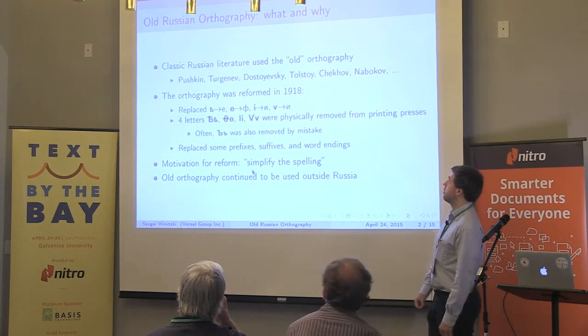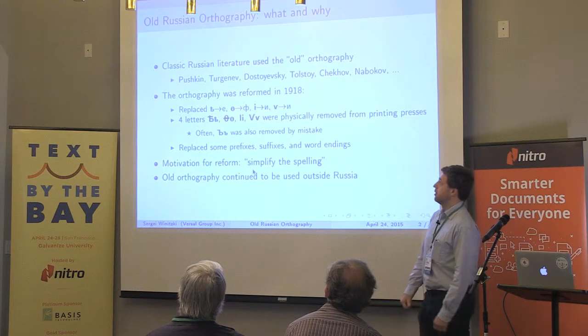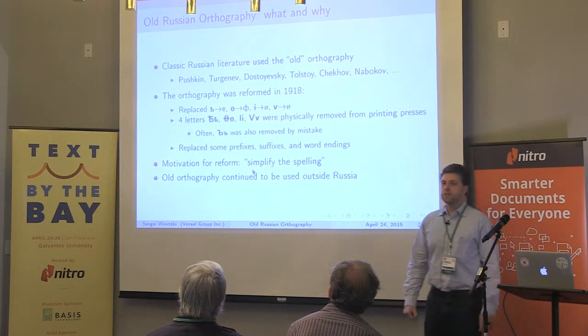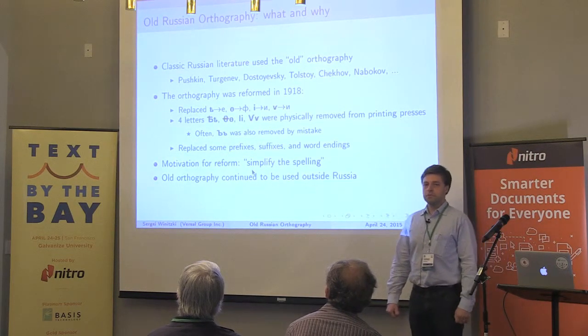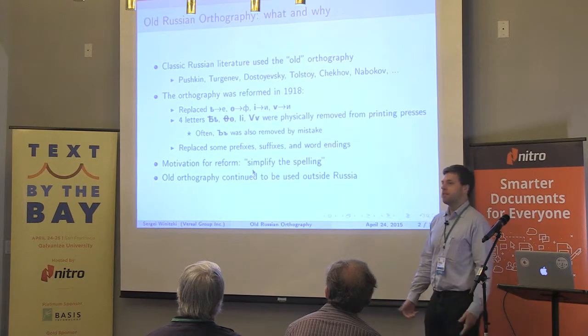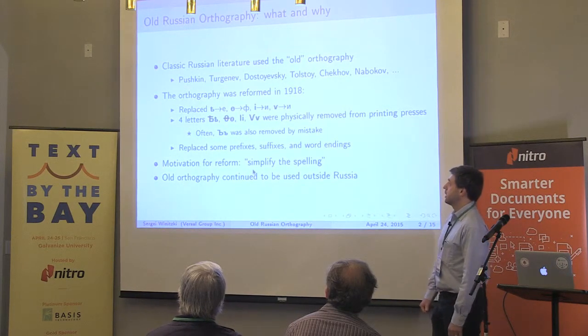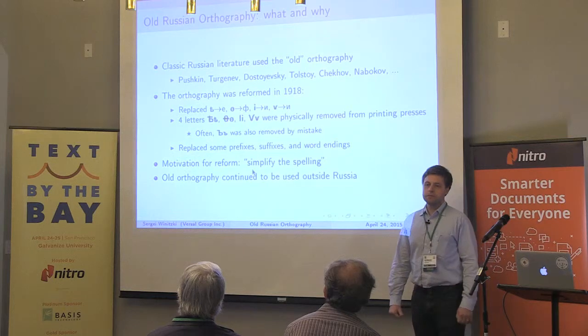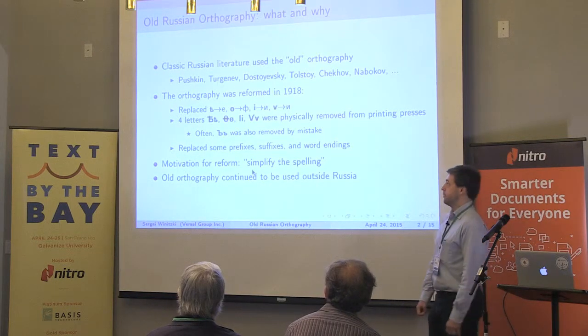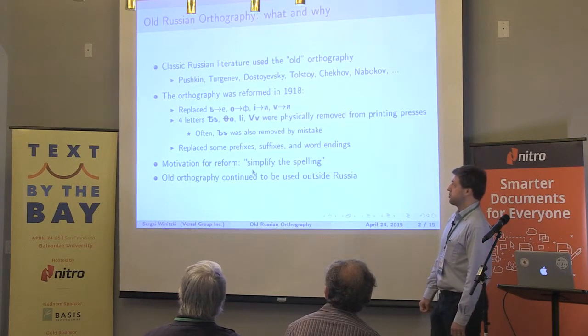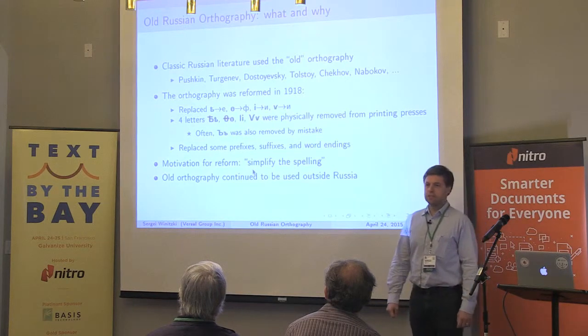But basically, all these writers are the ones who studied Russian in the old orthography at school and continued to write in the same way. In 1918, the orthography was reformed. Four letters were eliminated from the alphabet and replaced by other letters.